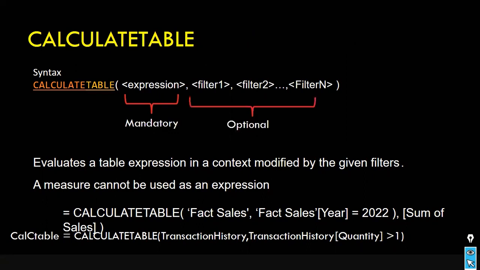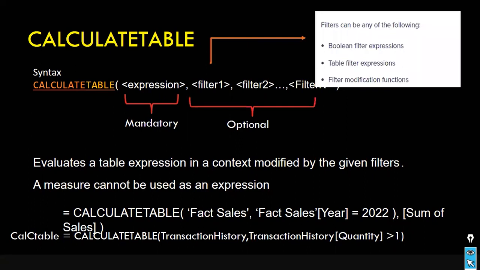But like the calculate function, the calculate table also modifies the filter context. It evaluates a table expression in a context modified by the given filters. As the name suggests, calculate table, the first argument is supposed to be a table. It is a table, it's not an expression. You need to specify the table, followed by that, the filter condition.